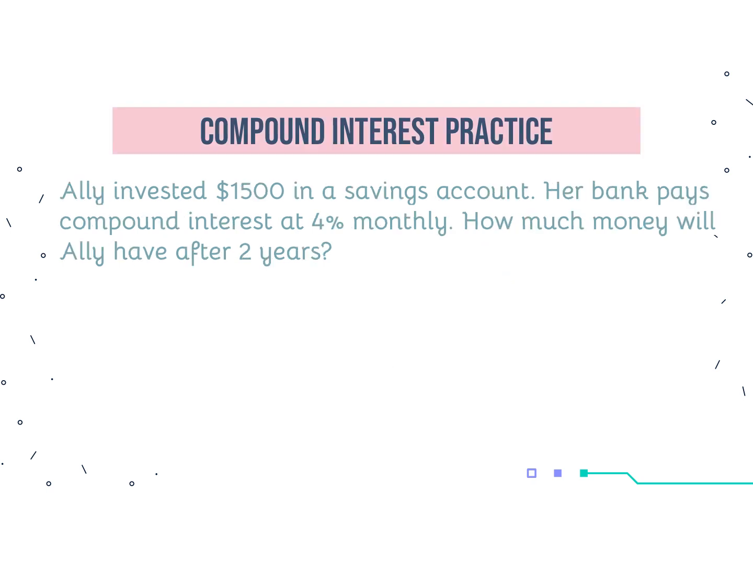Let's do it one more time. This time, Allie invested $1,500 in a savings account, and her bank is going to pay compound interest at 4% monthly, which is a great deal. How much money is she going to have after 2 years?